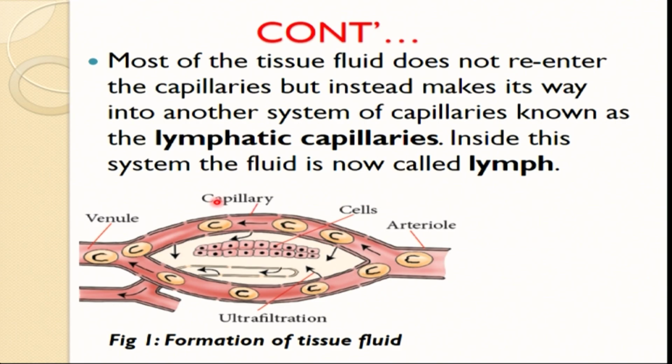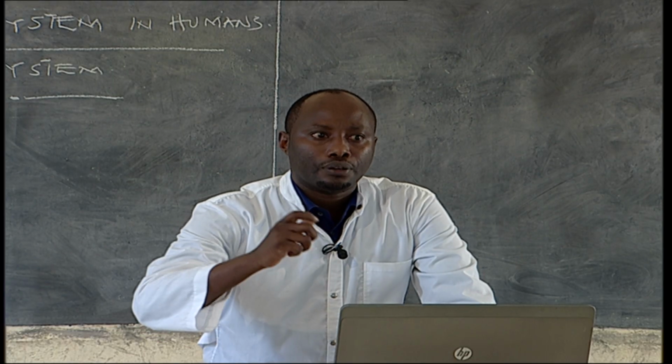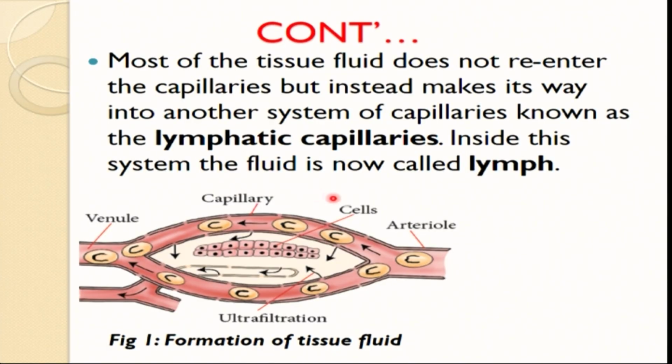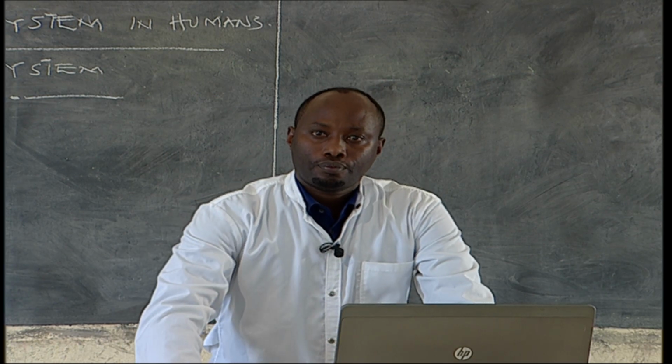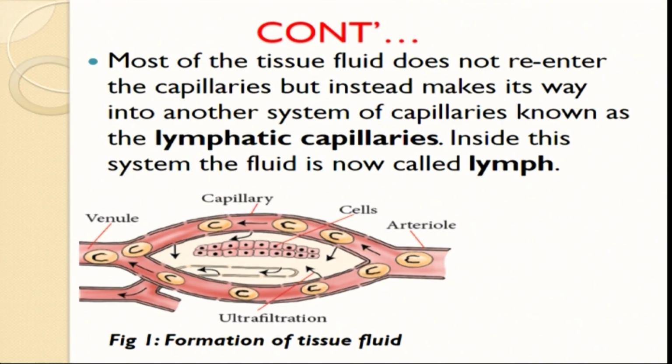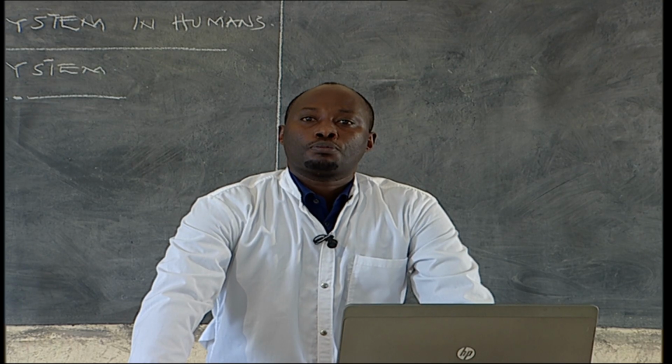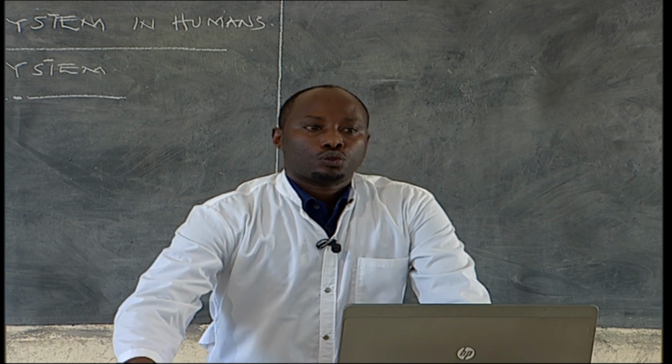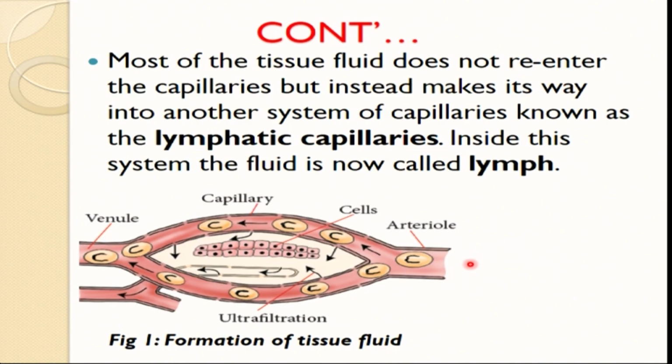How is the tissue fluid formed in biology? I want you to understand how the tissue fluid is formed. As I was saying, here the blood is moving with high pressure. But in the venular end, the blood is moving in veins, with lower pressure. So once the blood is entering the arterial end, there is high pressure.